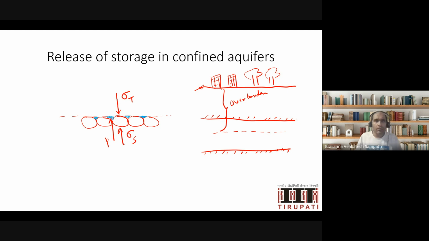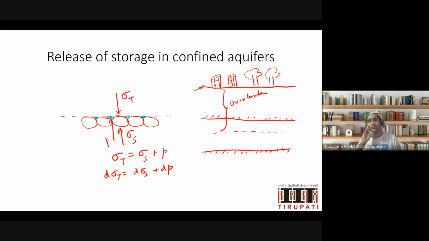So mathematically, if I want to express that, I can say sigma T, the total overburden stress, is equal to sigma S plus P. Okay. So if I differentiate this once, I will get d sigma T equal to d sigma S plus dP. Okay, let's just keep this aside and look at this.